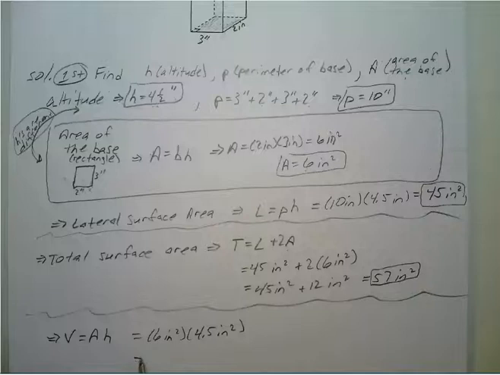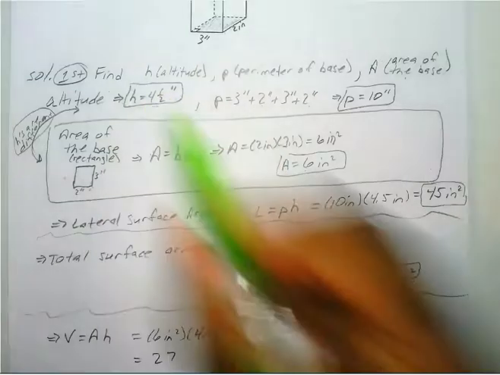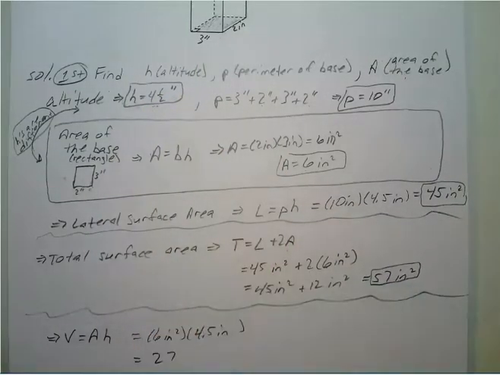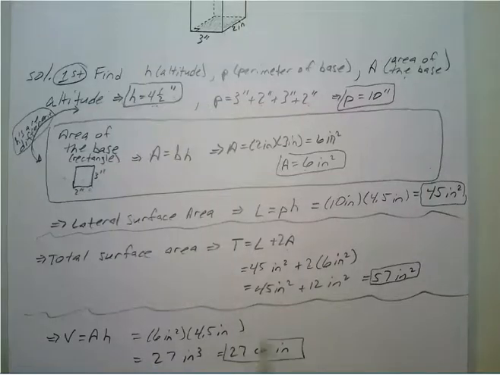Okay, so that's going to equal 27. Oh, actually, this should be 4.5 inches, not square inches. Sorry about that. So this should be 27, because 4.5 times 6 is 27. And inches squared times inches is inches to the 3rd power, or inches cubed. So it would be 27 cubic inches. Either way you want to write it.